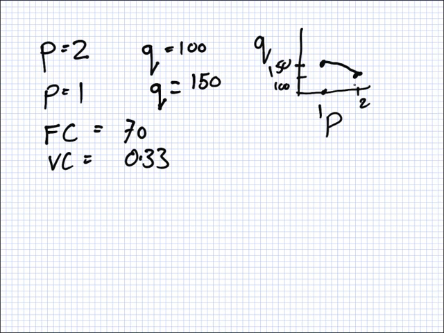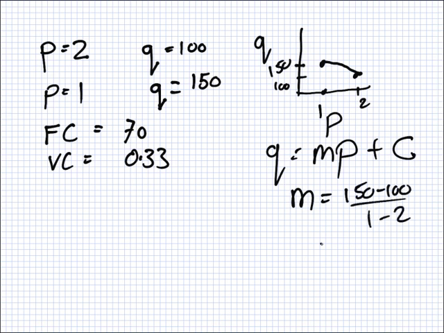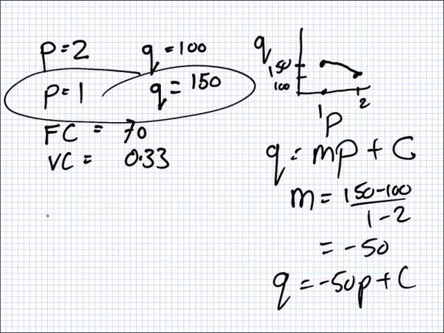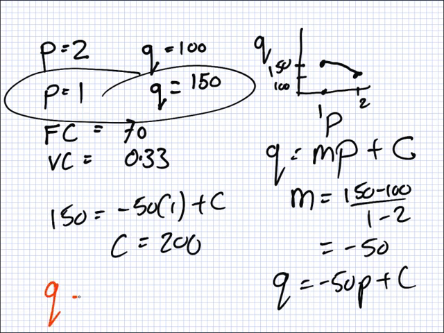What relationship is this? It's linear. So we know that Q equals MP plus C. Let's get the M first. The formula is Q2 minus Q1 over P2 minus P1. So that's 150 minus 100 over 1 minus 2, which is minus 50. So I have Q equals minus 50P plus C. How can I get the C? Sub in a point. 150 equals minus 50 times 1 plus C. So C equals 200. We have the first part done: Q equals minus 50P plus 200.